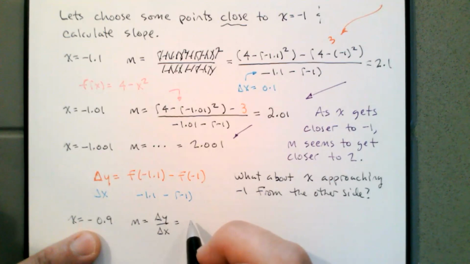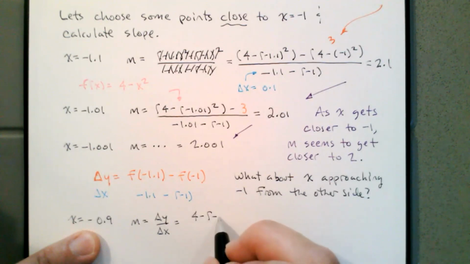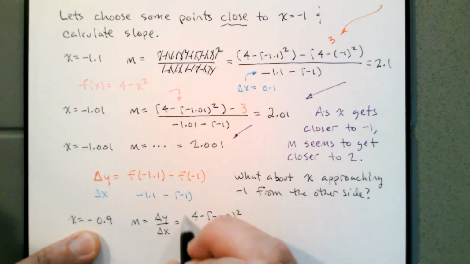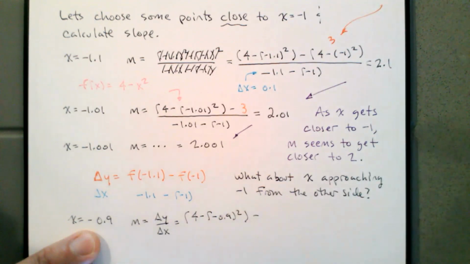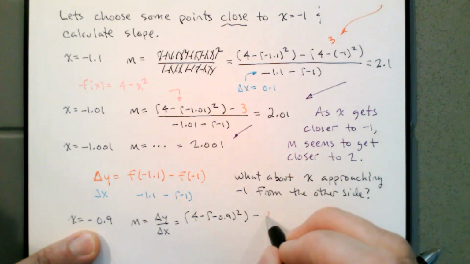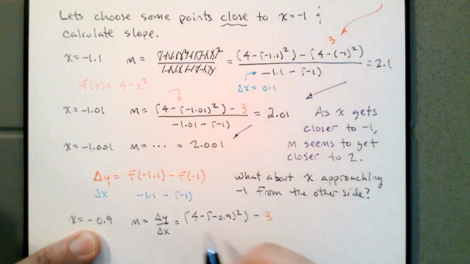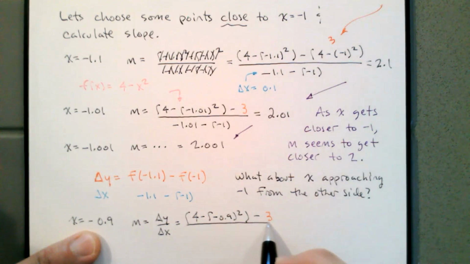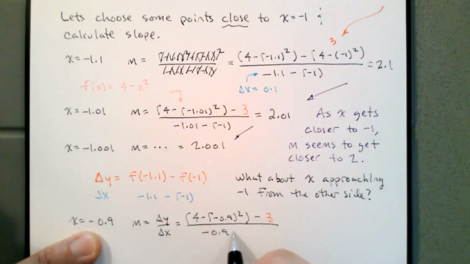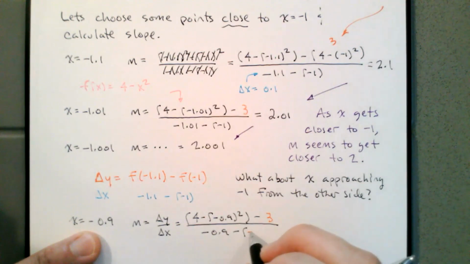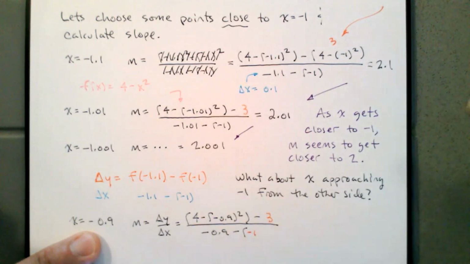We plug -0.9 into the function, so I get 4 minus (-0.9) squared. Then I subtract the value of the function at -1, which we know is 3. And then we divide by the change in x, which is going to be -0.9 minus the -1, which is what we're aiming for.